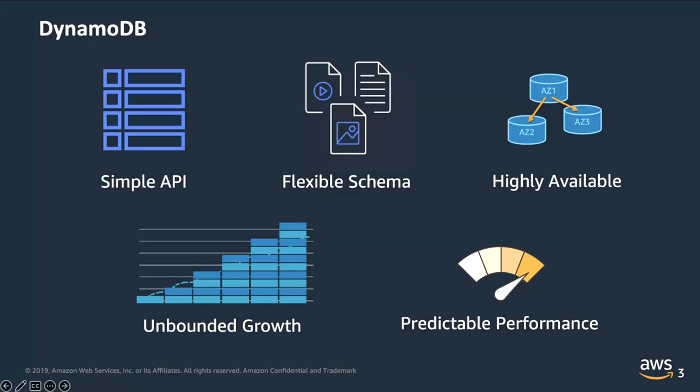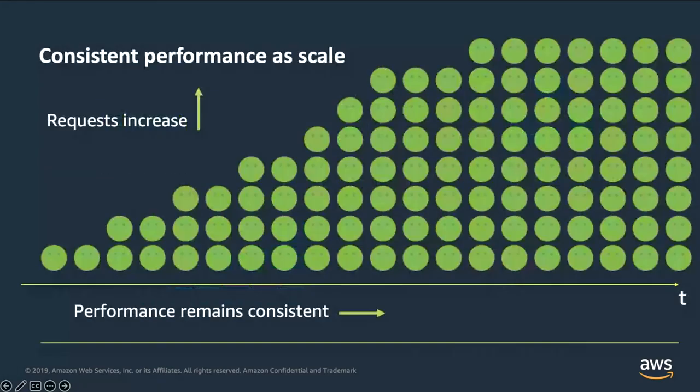You get predictable performance. And these, predictable performance and unbounded growth, are important tenets that we keep in mind whenever we are adding new features to DynamoDB. And over the years, we are seeing that the number of customers and the request rate keeps on increasing in DynamoDB, but customers always get performance which remains constant. And we are seeing more and more customers using DynamoDB.